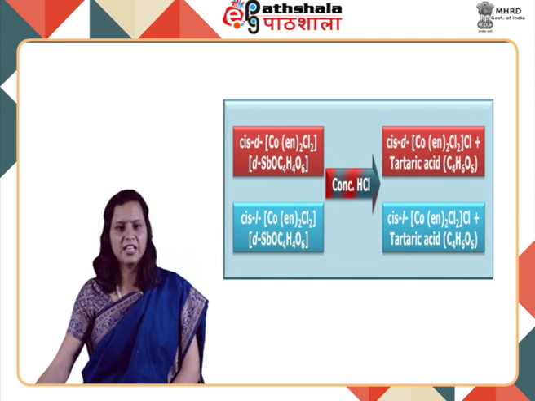Separated diastereomers can be converted into D and L forms by treating them separately with concentrated HCl. The whole process of resolution of enantiomers is shown here. Antimonyl D-tartrate can be replaced with D-alpha-bromocamphor-pi-sulfonate for resolving cationic complexes.